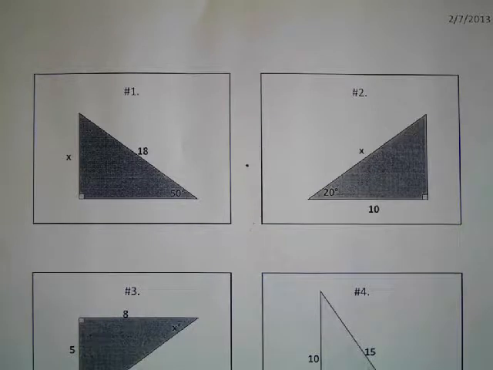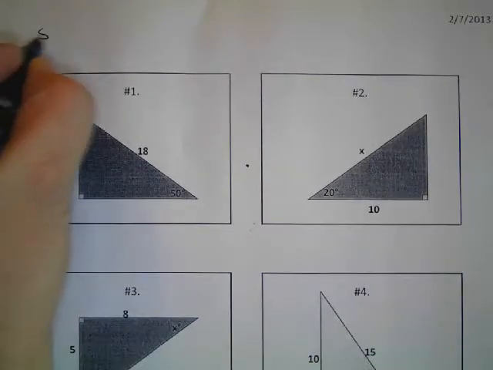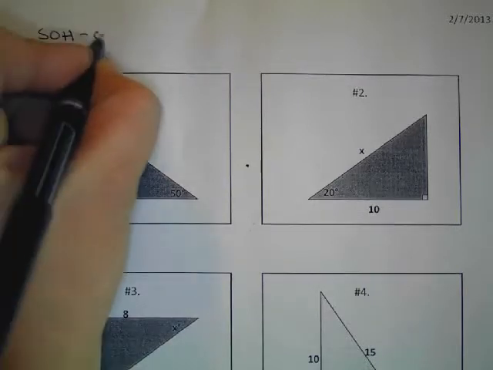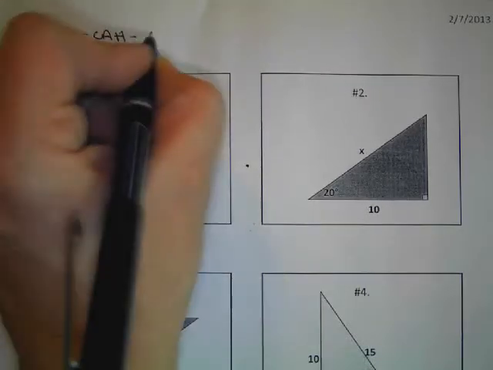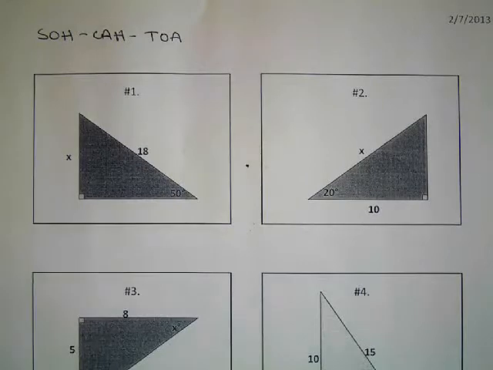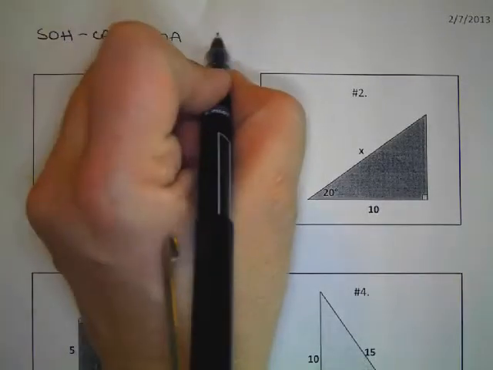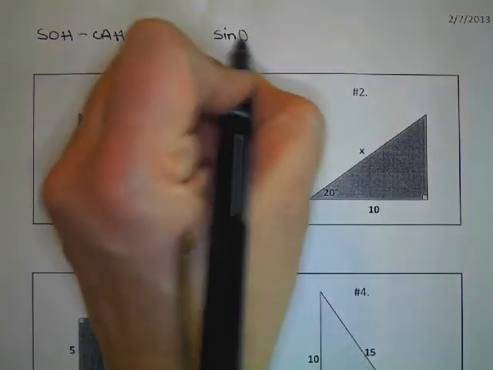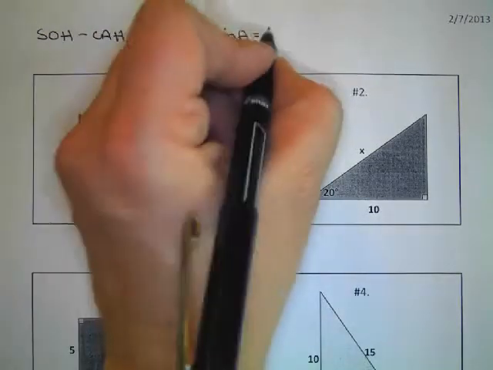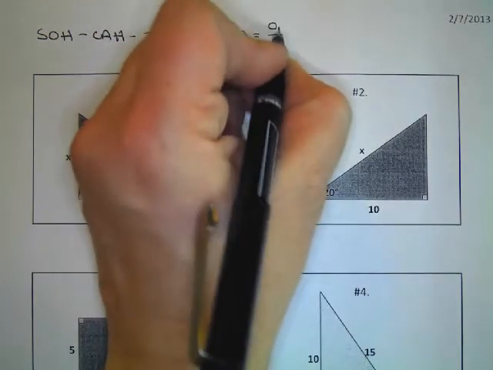Here's a little tutorial video to help you solve for the missing parts of a right triangle, and we're going to use our SOHCAHTOA method. Before you start anything, you might want to remind yourself by writing SOHCAHTOA across the top of your paper. If you remember, S stands for the sine of the angle, opposite over hypotenuse.